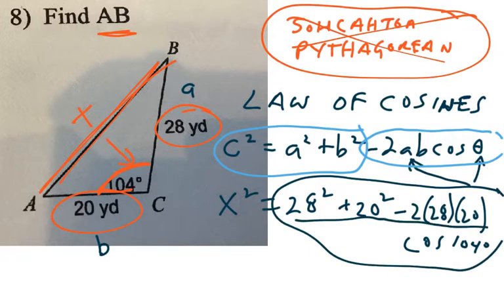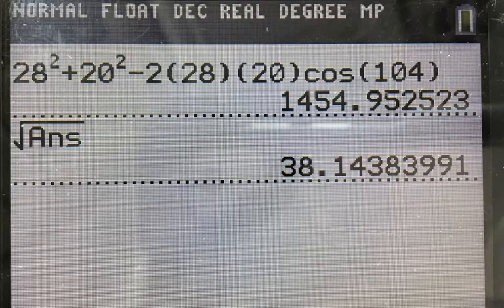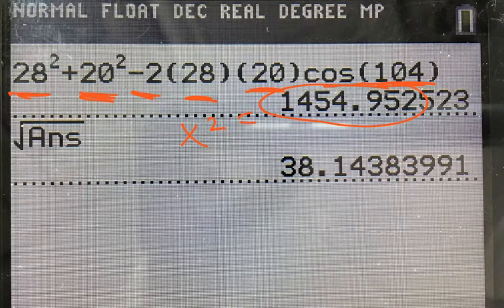All I have to do is do all of this in my calculator, and I'm going to have x squared, which means x, or side AB, is just going to be the square root of what I just circled, right? And I'm going to show you again with the calculator right now. Notice I did my a squared plus my b squared minus 2 times a times b times the cosine. My theta was 104. This 1454 is, remember, x squared. So that's why I did the square root on it.